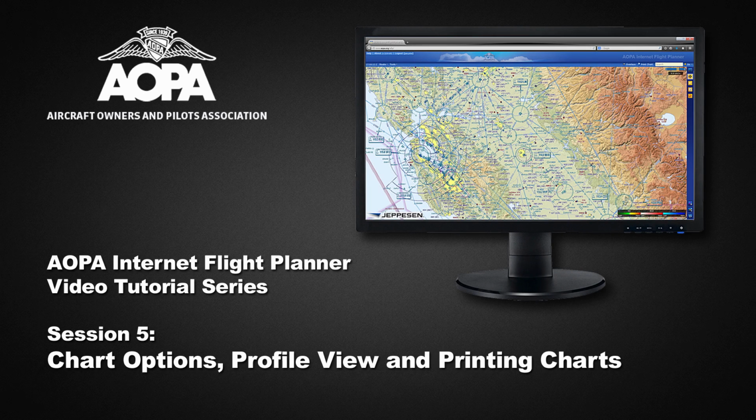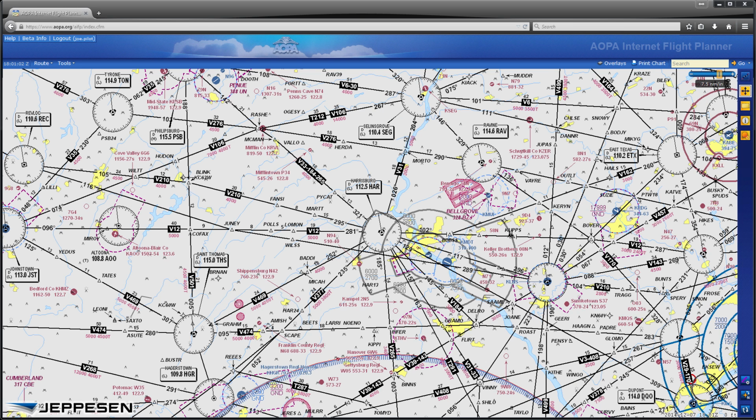In video 5 of the AOPA Internet Flight Planner tutorial series, we'll be taking a look at chart options, the flight profile view, and printing options for charts. AIFP has two different base chart options, VFR and IFR.